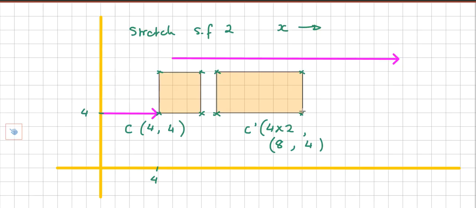So when you apply a stretch, not only do you just stretch the shape, but you actually move it away from the y-axis as well. So we don't have to connect the original fourth one. No, because this is, let's say, shape A and this is shape B. This is the stretched shape. So there's no connecting to be done.